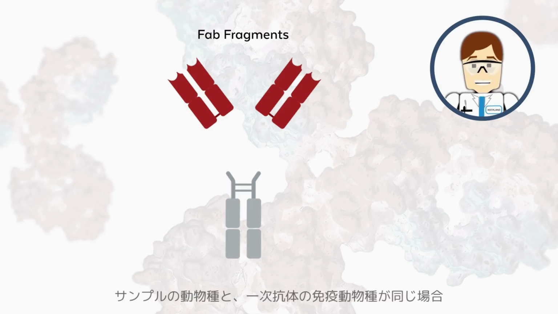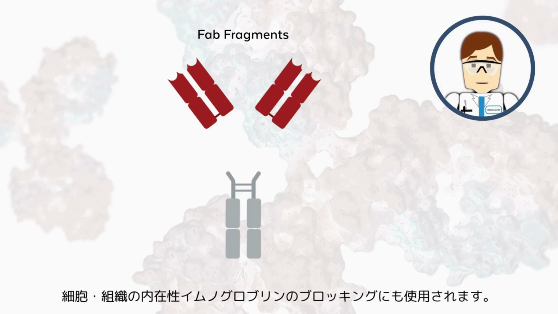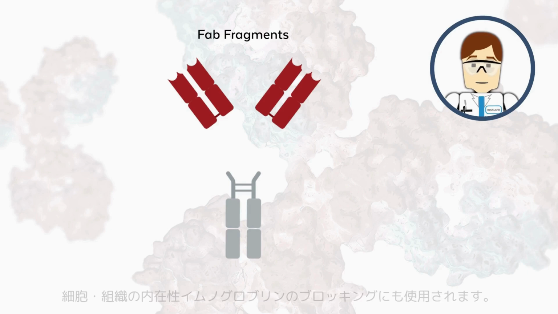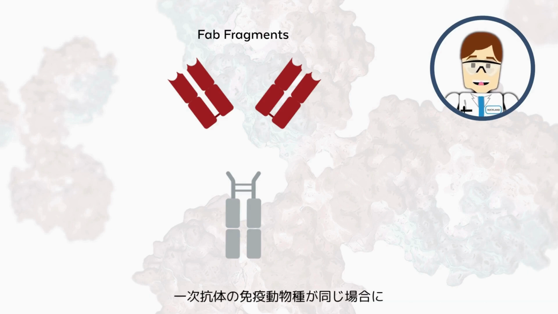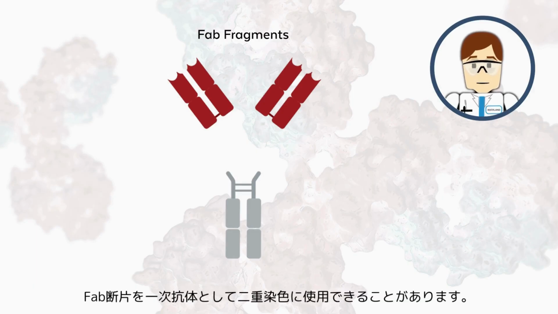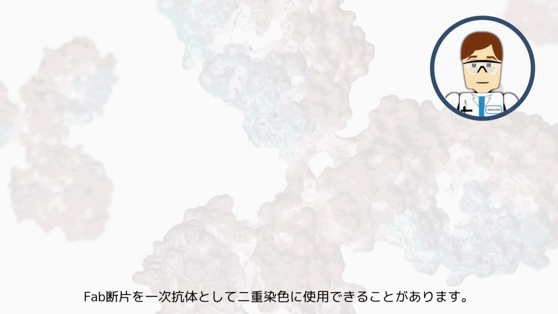Unconjugated Fab fragments can also be used to block endogenous immunoglobulins on cells and tissues when using primary antibodies from the same species. Also, in contrast to the divalent Fab2 fragments, the monovalent Fab fragments allow double labeling experiments with two primary antibodies from the same host species.